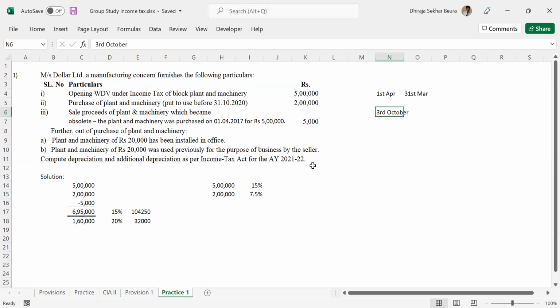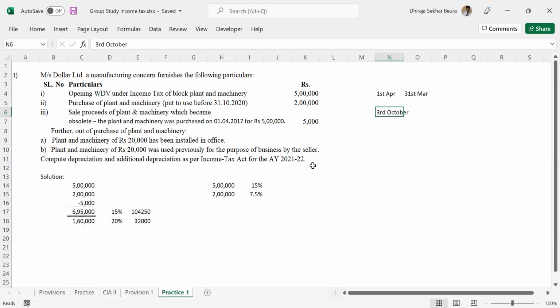No. Dheeraj, one quick question. Unless it is mentioned that the machinery is used, we should consider it as new, right? Absolutely. Brand new. That is absolutely correct. In fact, the second point would make our concept even clearer. The B part says plant and machinery of 20,000 was used previously for the purpose of business by the seller, which means that other than this, everything is brand new. As they're very specifically mentioning, a part of the machinery is used.